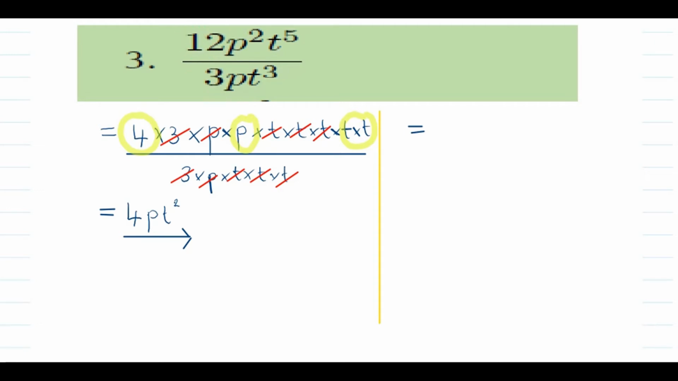3 goes into itself once, so I'm going to put that 1 there. 3 goes into 12 how many times? 3 goes into 12 4 times. So the 3, 6, 9, 12. So it goes into 12 4 times, right?